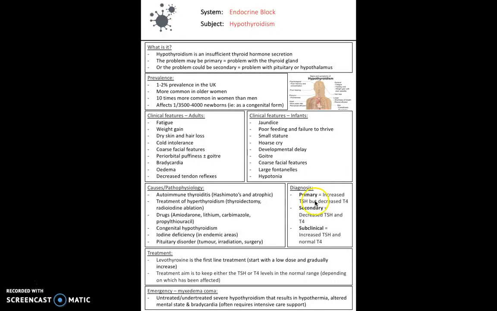If it's a secondary problem, it's a problem from higher up, i.e. if we produce the right level of TSH, we would be able to still produce the thyroid hormones. However, we're not producing enough TSH from the pituitary and the hypothalamus, and as a result we also get decreased T4 as well.